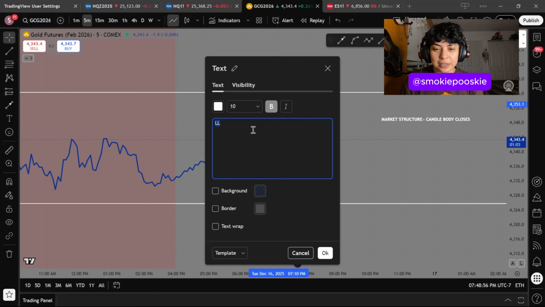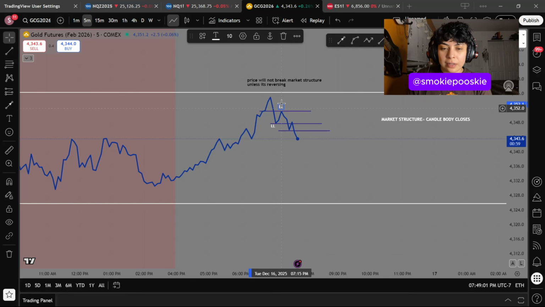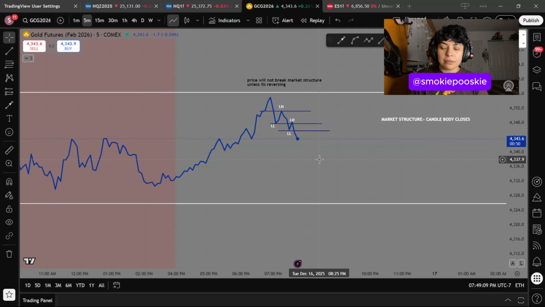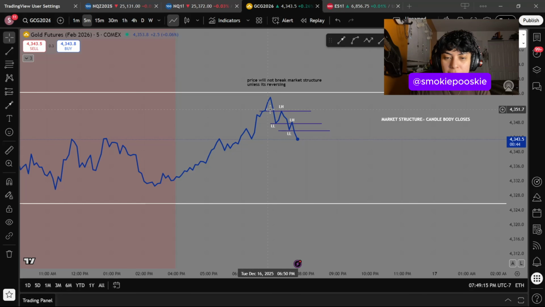A lower high. And then the same thing right here, another lower low and another lower high, right? And so price broke this swing right here. So we had a tiny little swing right there, right?